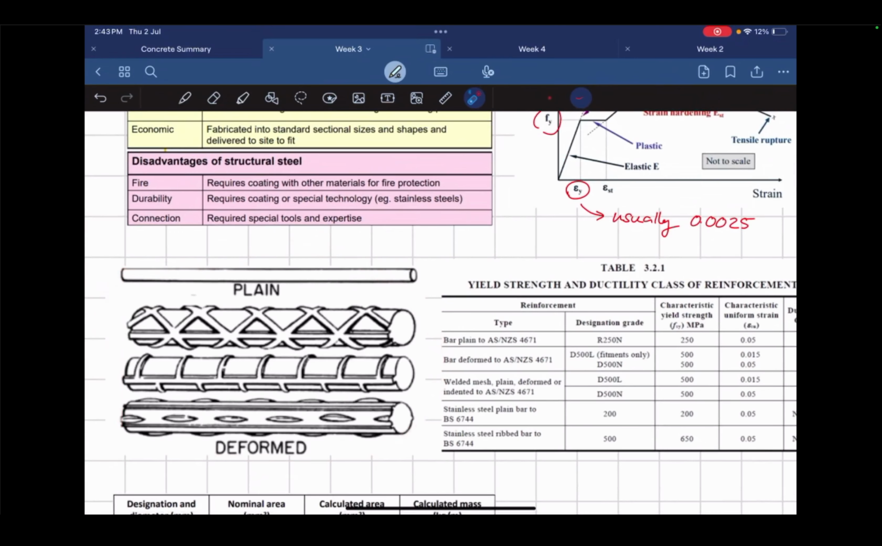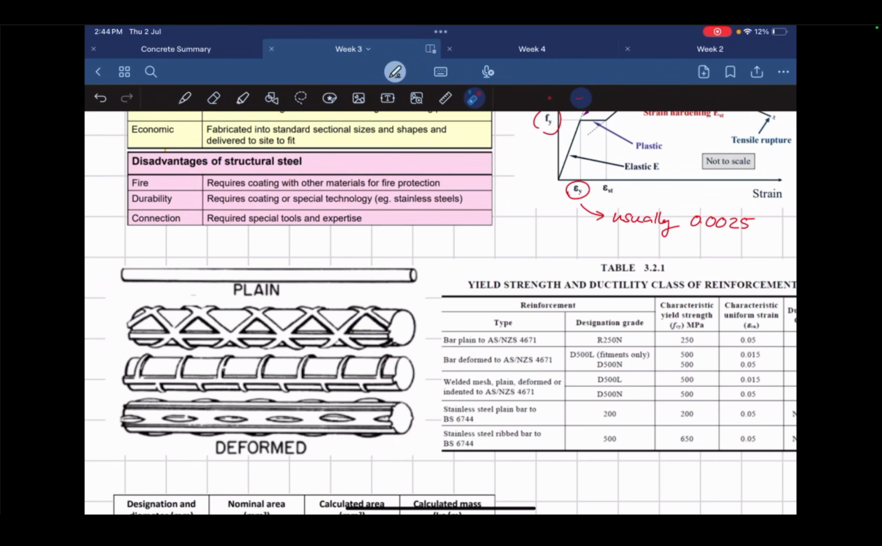I'm just taking pictures from your lecture slides to briefly explain each of it. There are two kinds of bars: plain bars and deformed bars. Plain bars are usually just a cylinder. Deformed bars have ribs, tiny deformations sticking out of the bar. That's what we call deformed bars.